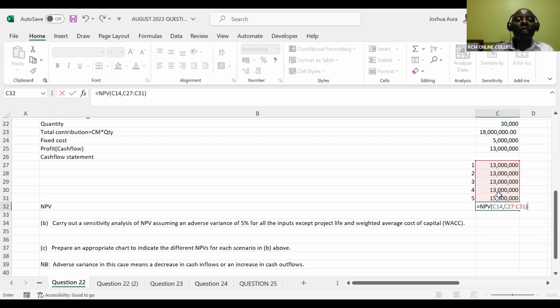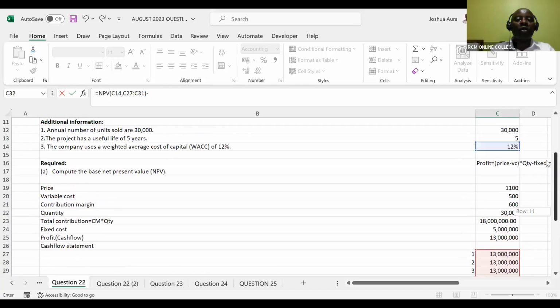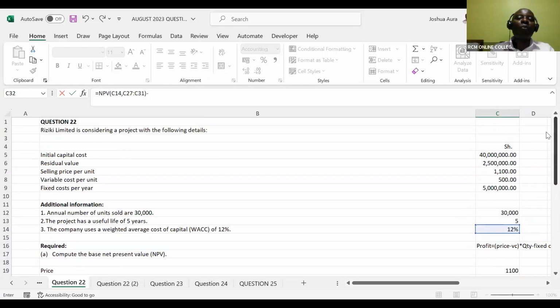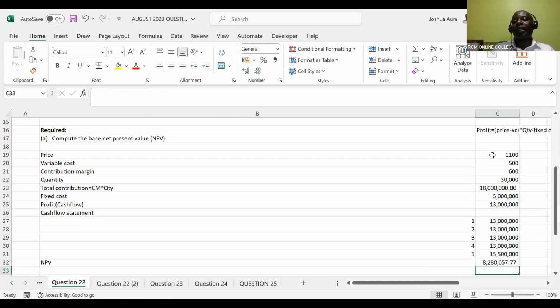But you see, I want net present value. So how do I get net present value? I'll come and say minus, minus the initial outlay. Do we have the initial outlay? Oh, yes. You can either copy it directly from here or you type. So in this case, you'll come and put like that, and then you say enter. You can see I'm able to get now my net present value.